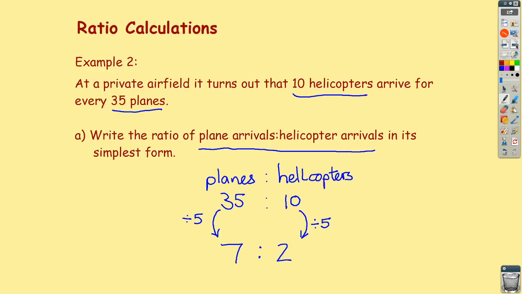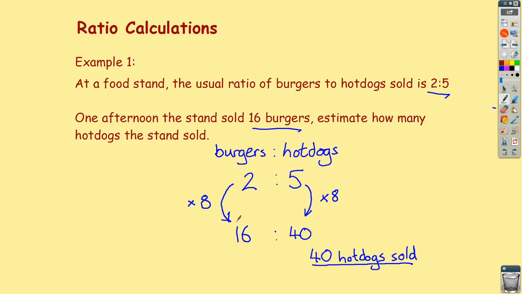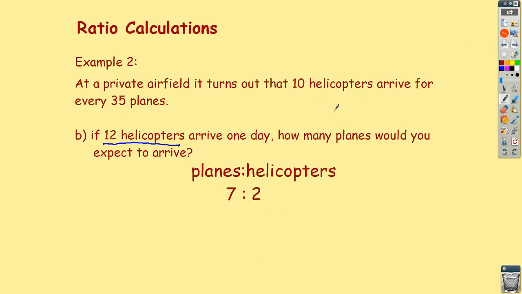Now, on to the bit of this that actually involves a calculation, okay? It says if 12 helicopters arrive one day, how many planes would you expect to arrive if that ratio holds, okay? This is the other place you need to be careful, okay? We've been told on this particular day we know that 12 helicopters arrive. Okay, now in example 1, we were told 16 burgers and we just put the 16 burgers down here. We had to match it up to the right side of the ratio. Okay, so if we know 12 helicopters arrived on this particular day, that means this known number needs to go over here on the right hand side of the ratio.